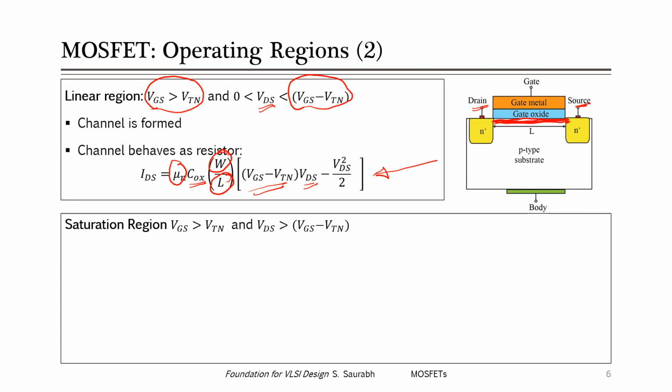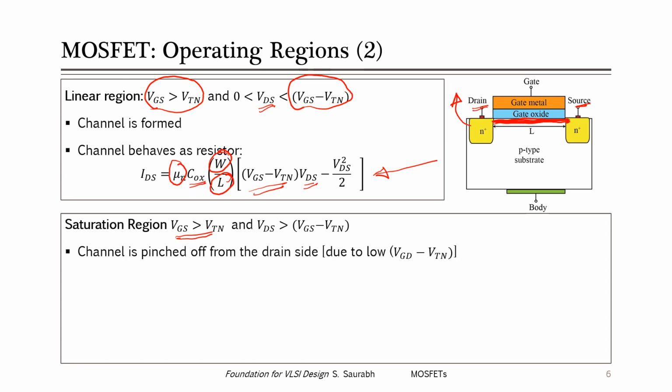Now if we further increase the drain voltage, the gate voltage is still greater than the threshold voltage, meaning that the channel will be formed here, but now we have increased the drain voltage. As we go on increasing the drain voltage, what do we expect? We expect that the voltage between gate and drain will reduce. The voltage between gate and drain is nothing but VG minus VD. Keeping VG, the voltage of the gate, constant, we are increasing VD.